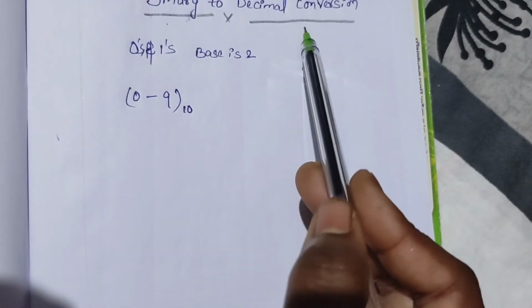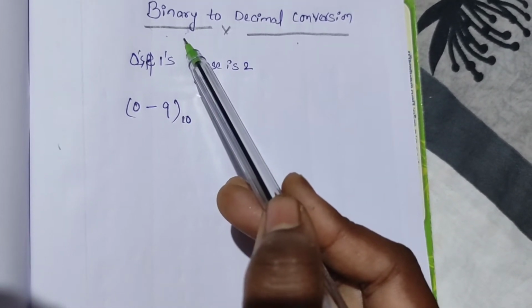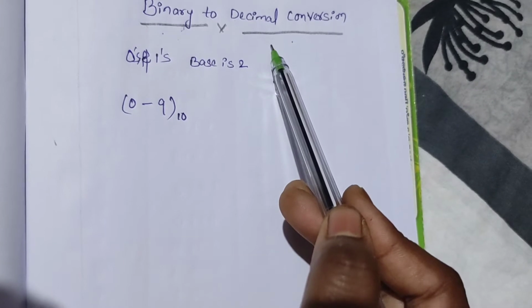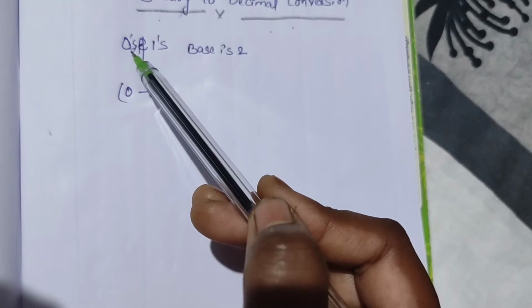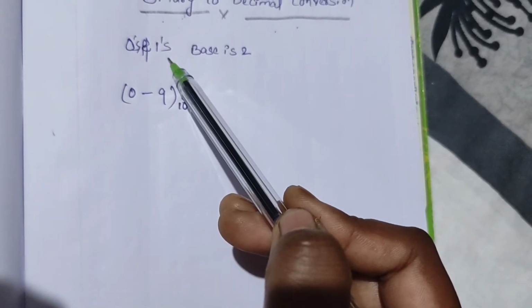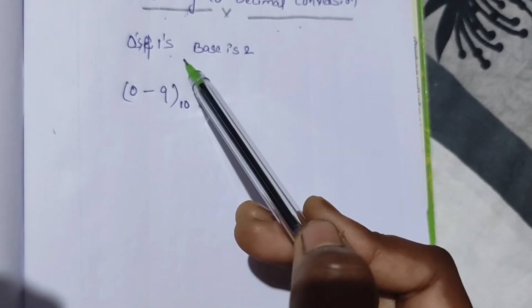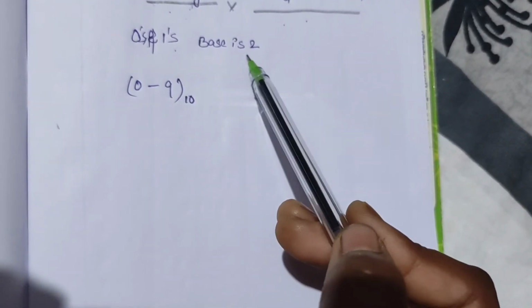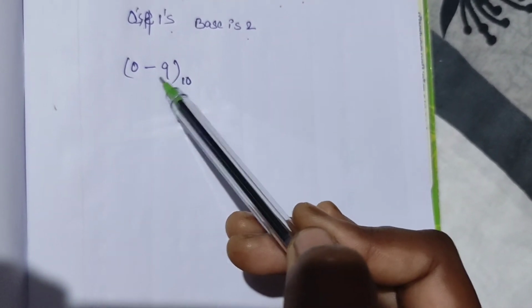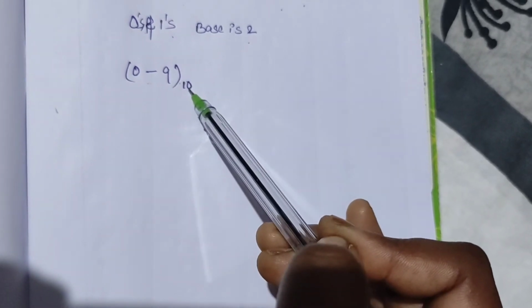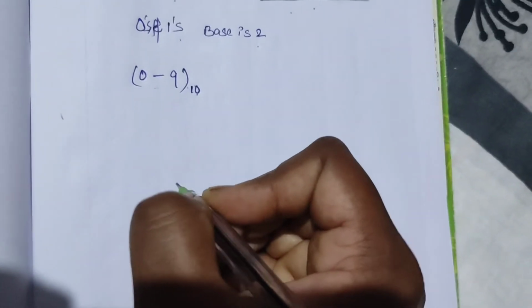Binary to decimal conversion. So how a binary number is converted to a decimal number, we will see. Binary numbers are those represented in terms of zeros and ones. They are represented only in the form of zeros and ones, with only two digits, and the base is 2, and a decimal number is represented with digits 0 to 9 with base 10. So how a binary number is converted to a decimal number, we will see now.